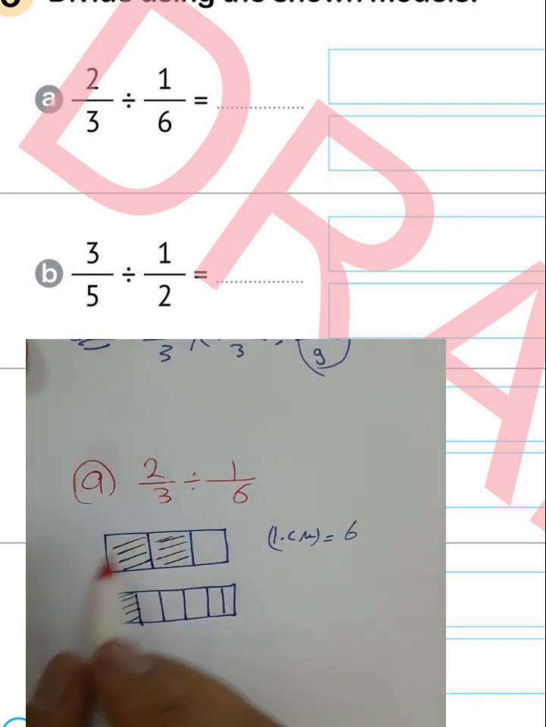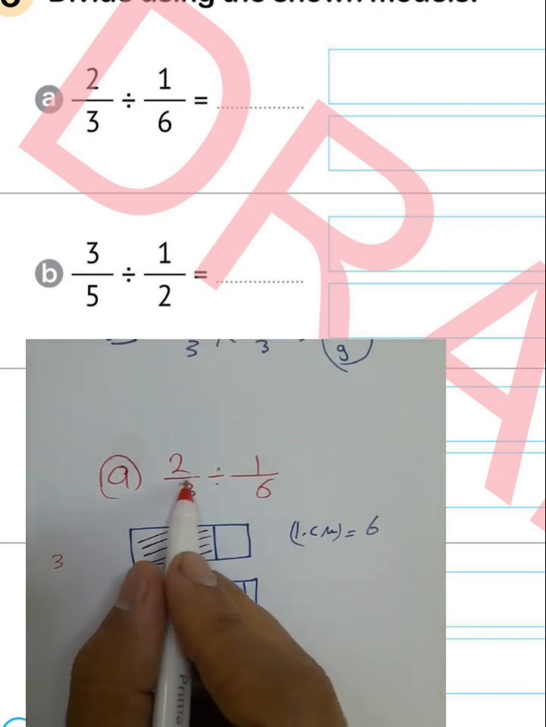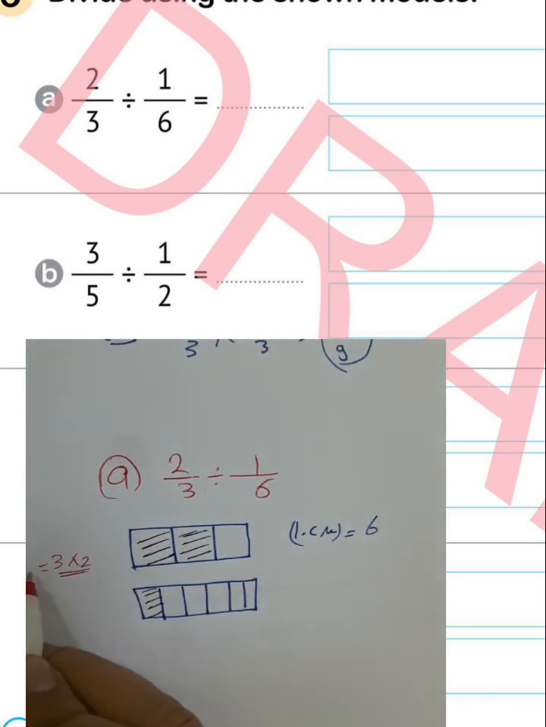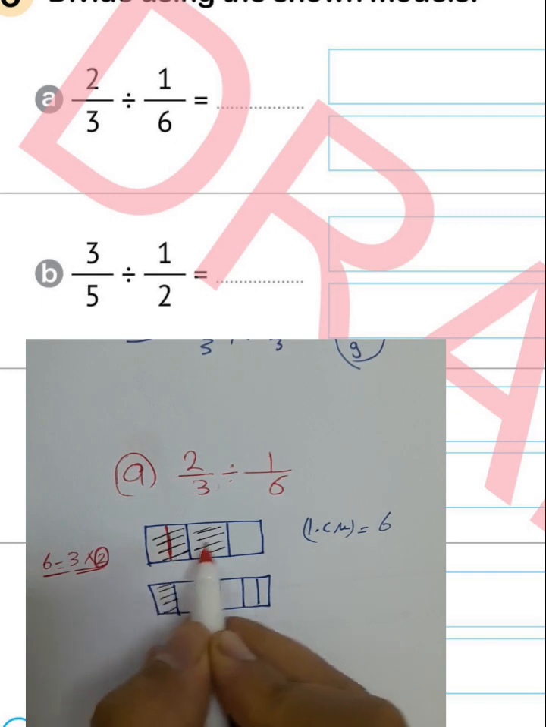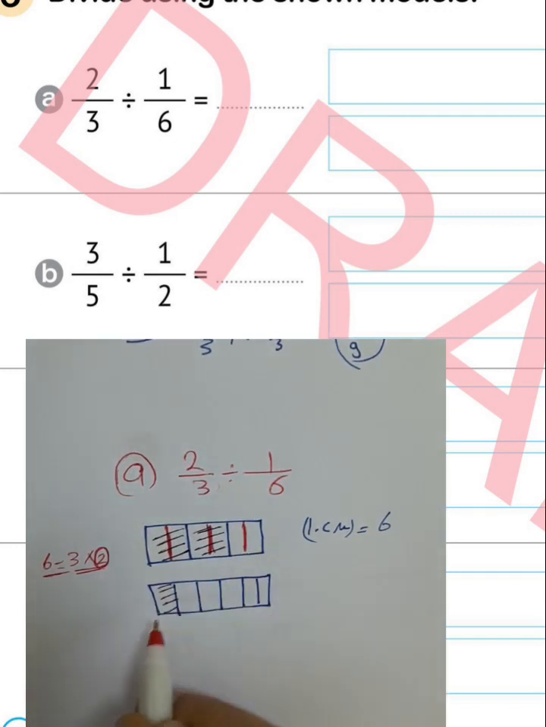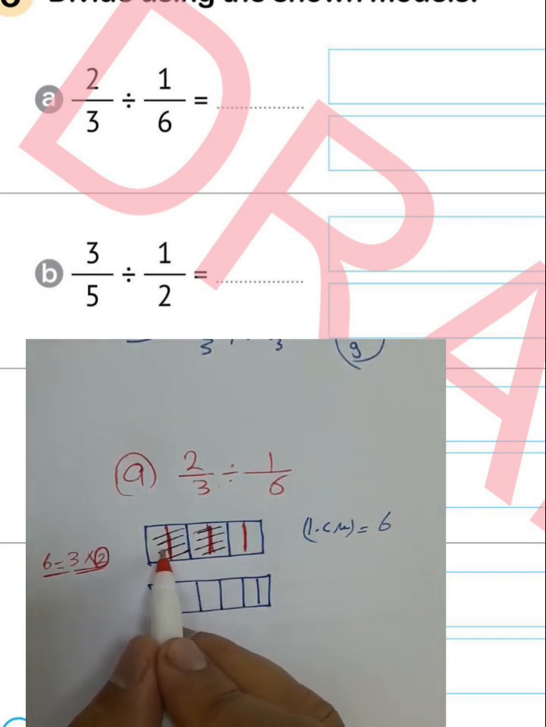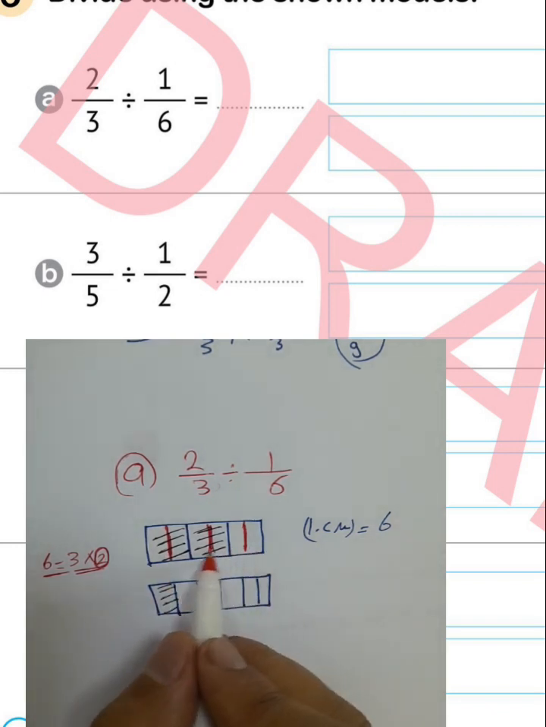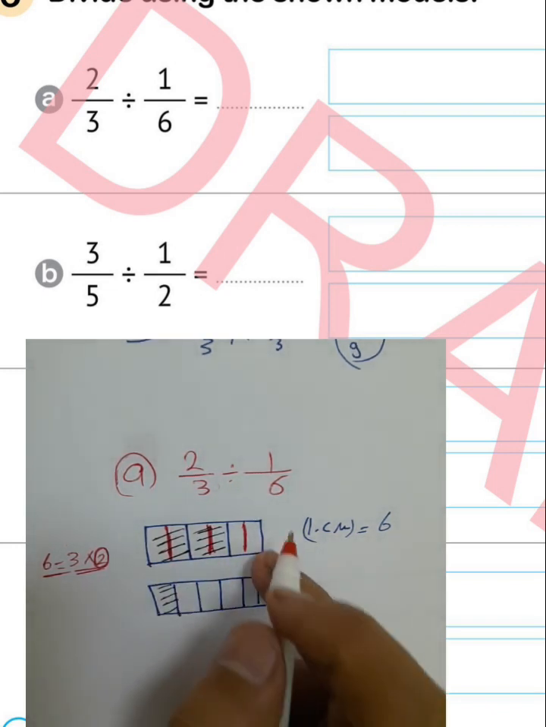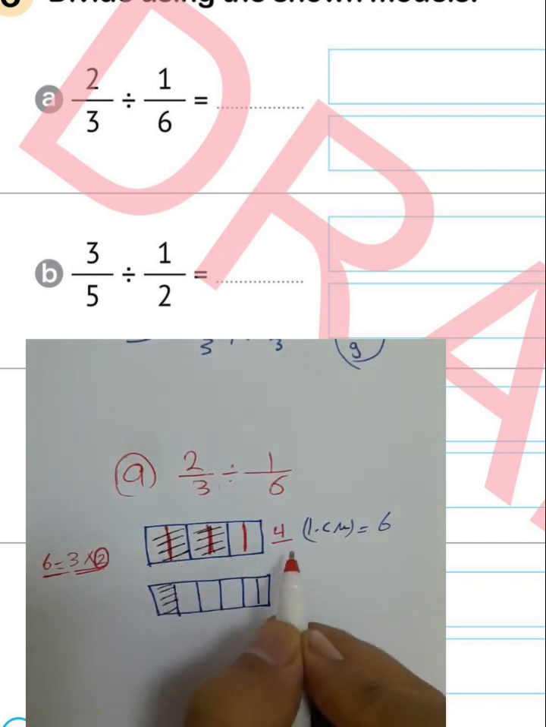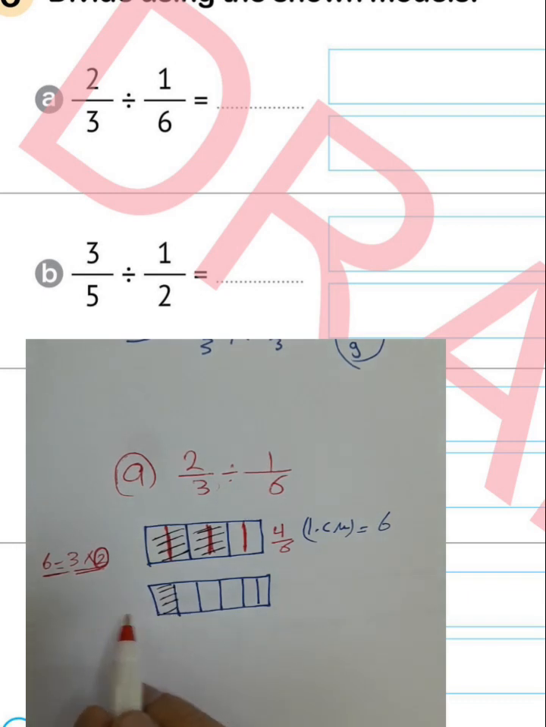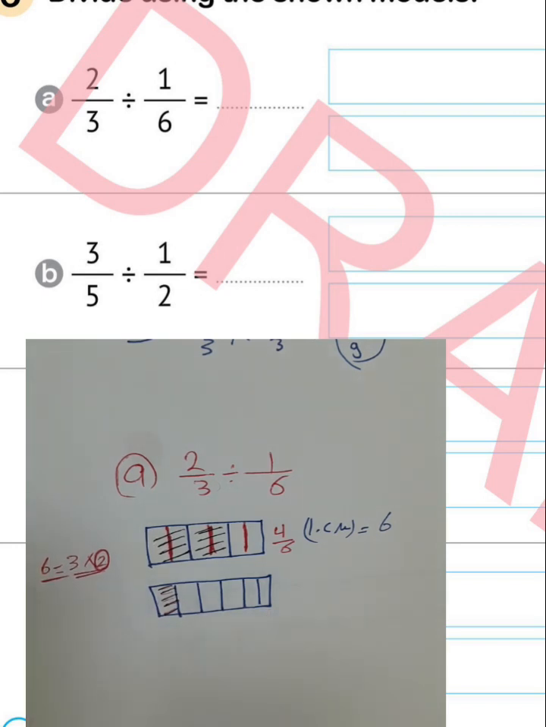And we know 3 in the denominator times 2 equals what? Equals 6. Then each element we will divide into 2 parts because 3 times 2 equals 6. We will divide this into 6 equal parts. Then how many parts are colored? 4 parts colored from 6 parts. Then the result here, 4 parts colored from 6. And here 6 only. Then the result here will be 1 over 6.